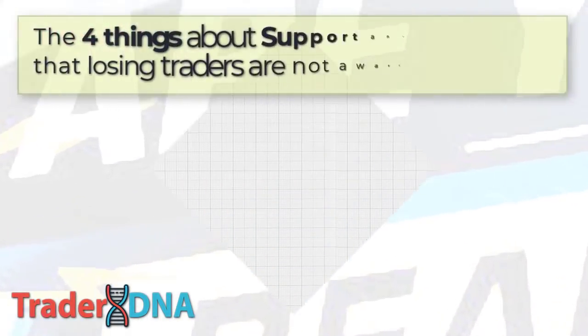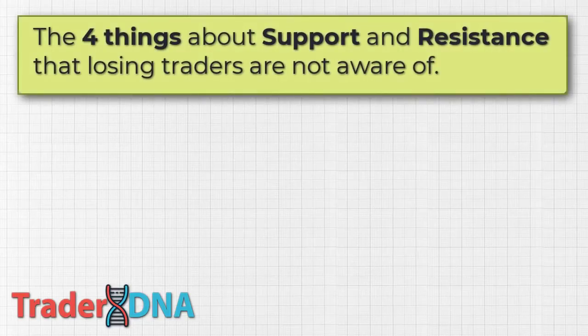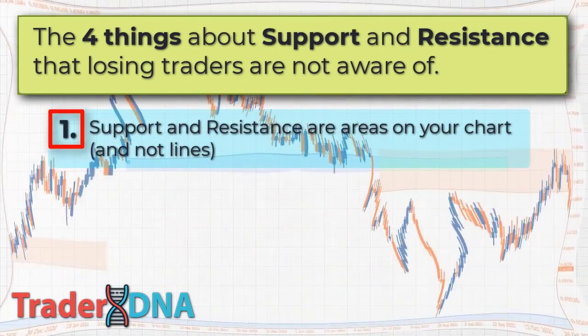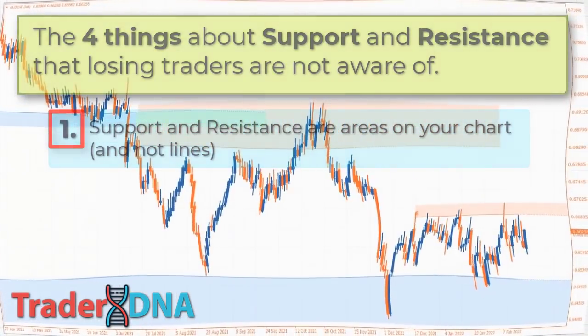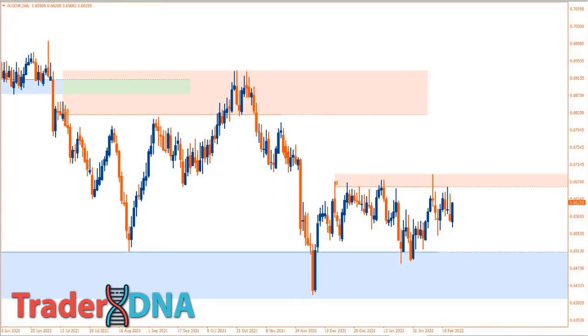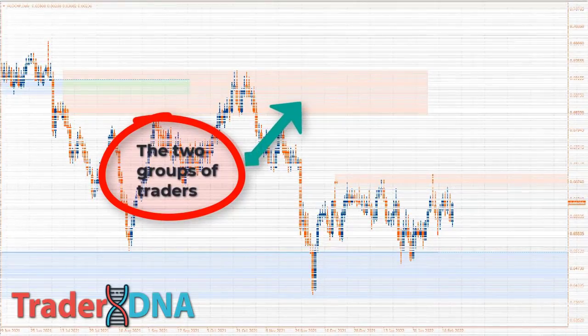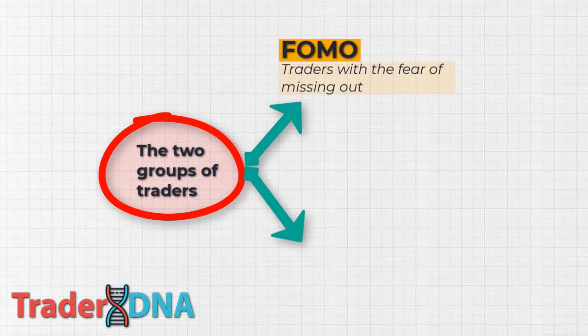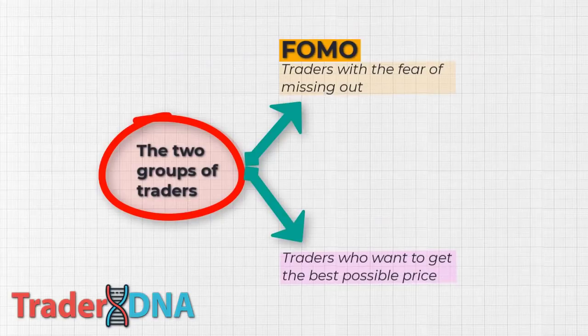The 4 things about support and resistance that losing traders are not aware of. First, support and resistance are areas on your chart and not lines. Why are support and resistance areas on your chart? Because of these two groups of traders. First, traders with the fear of missing out, or FOMO. Second, traders who want to get the best possible price, or cheapo.